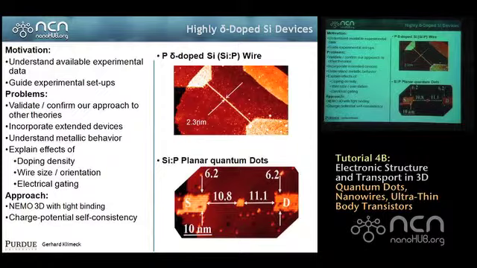And there's a bunch of questions that then arise, right? We want to understand the available experimental data. We want to guide them. We want to know, is this behaving like a metal, like a semi-metal? What would the conductance be? How sensitive are you to fluctuations in these devices? What are the effects of doping density, wire size, and orientation? And can you gate these things electrically? And what we use is this NEMO3D approach with real charge self-consistency. All right, so we're going to look at these big pads first. Okay, so forget about the wire. We're just going to look at these big pads.